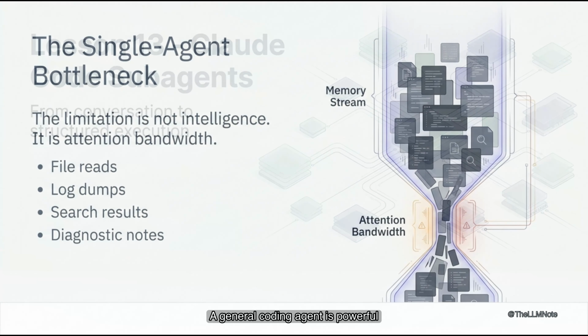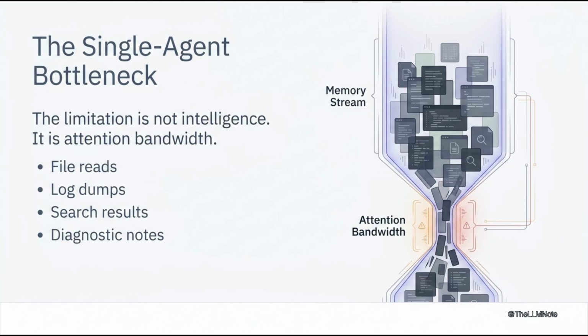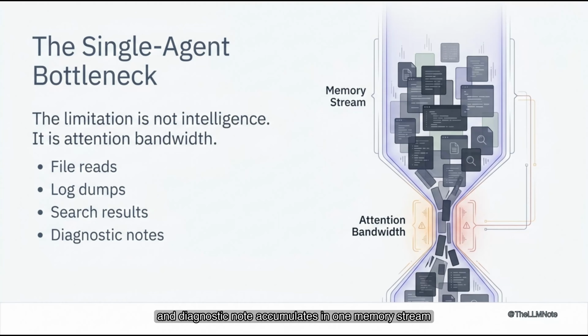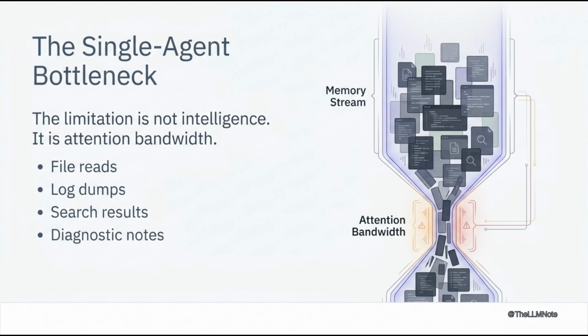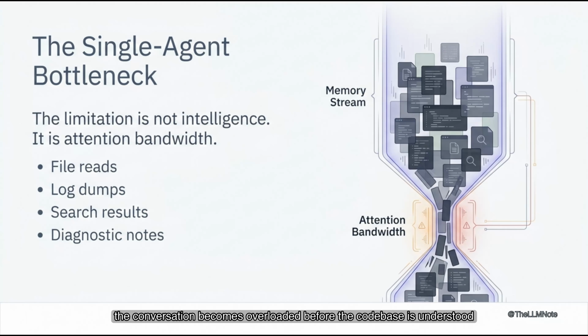A general coding agent is powerful, but every file read, log dump, search result, and diagnostic note accumulates in one memory stream. The bottleneck is not intelligence, it is attention bandwidth. When one agent must research, modify, verify, and explain, the conversation becomes overloaded before the codebase is understood.